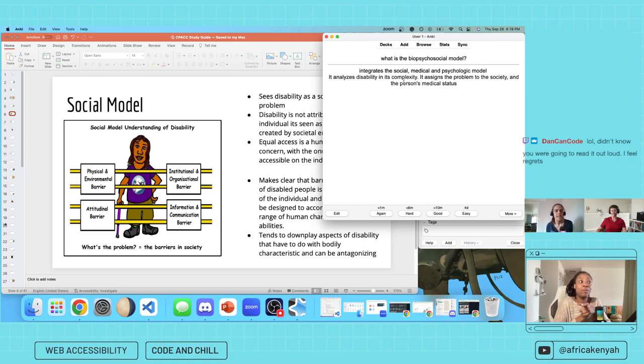Okay, we're gonna ask you after we say what this is. So, ICF. All right, so the biopsychosocial model is integrating the social, medical, and psychological model. It analyzes the disability in its complexity. It assigns the problem to the society and the person's medical status.